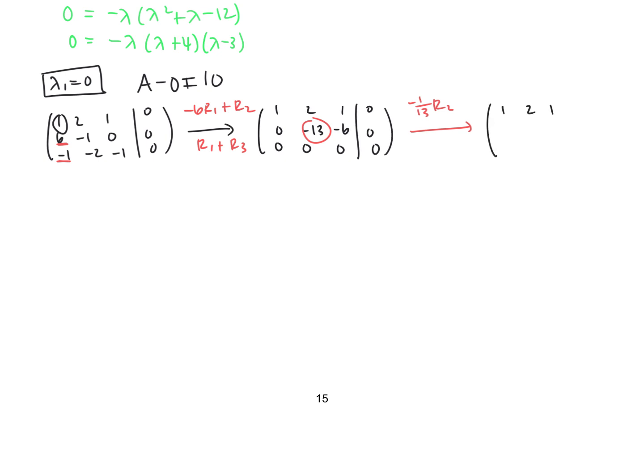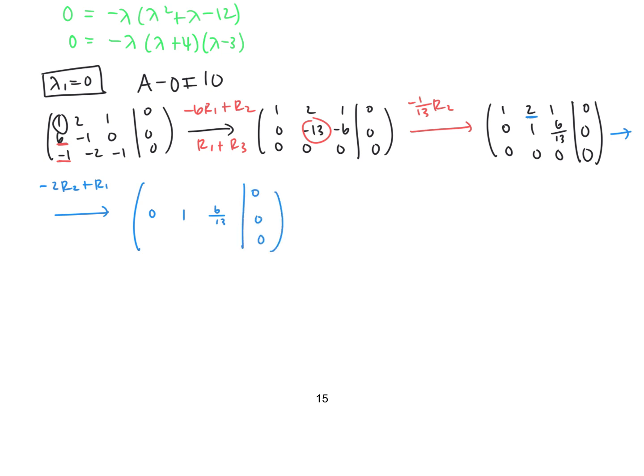So I'll have 1, 2, 1 with a 0. And I'll have 0, 1, 6 over 13 times 0. And then 0, 0, 0. Now, at this point, I can start rewriting my system and solving. Or if I want it to be a little easier on myself, I'm going to get rid of this 2. And the way I'm going to do that is I'm going to take negative 2 times the second row and add it to the first row. So that second row is going to stay the same. So that first row then, I'm going to get 0, 1, 0, and 1 over 13.